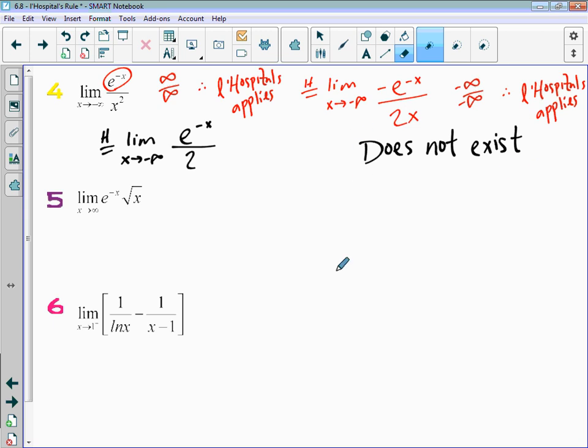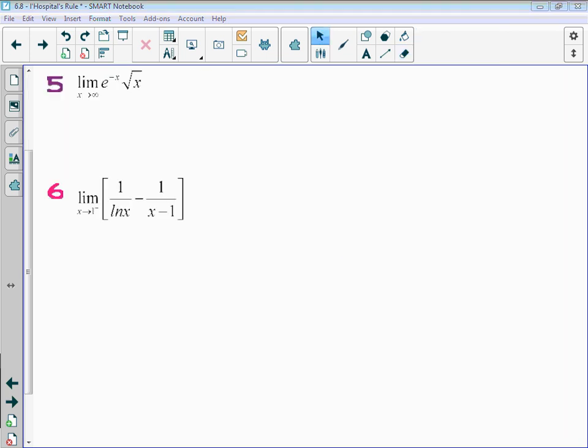So go ahead and try 5 and 6. With 6, you have to get it so that there's only one fraction, so I would work on a common denominator there, but I'll give you guys a few minute head start there. Okay, so number 5, you move e to the negative x to the denominator, and then you apply L'Hopital's. You end up with 0 there.